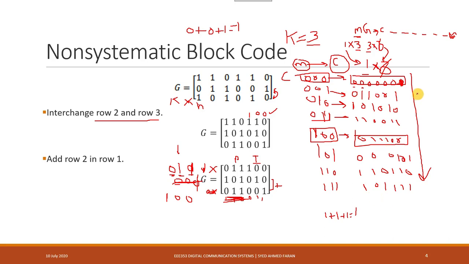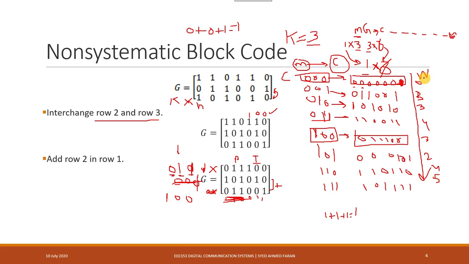The weight of the code word means the number of non-zero elements, or the number of ones in a code word. So how many ones do we have over here? 0. How many ones do we have over here? 1, 2, 3. We have 3 ones over here. We have 4 ones over here, and 3 ones over here, 2 over here, 4 and 5. So this is simply the weight of the code.